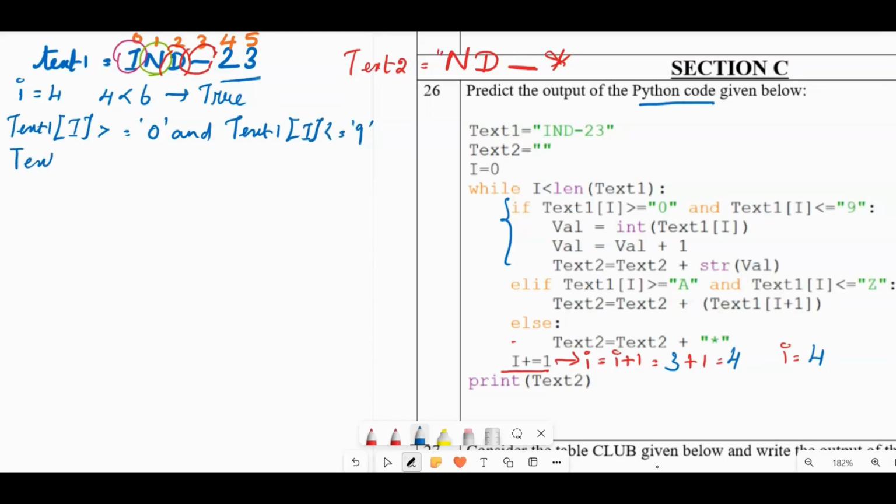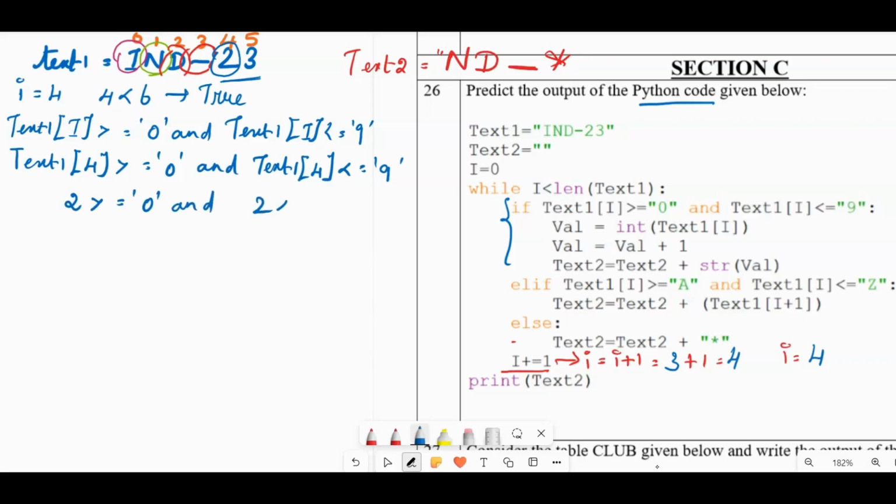So what is I here? I is 4. So I am writing it as 4 here. Text 1 of 4 is greater than or equal to 0, and text 1 of 4 is less than or equal to 9. On the next step, we should find what is the value of text 1 of 4. Under the 4th index, we should find the value. So we are having 2 as a value. So just write 2, which is greater than or equal to 0, and 2 which is less than or equal to 9 here. Okay, so again the condition is true here.